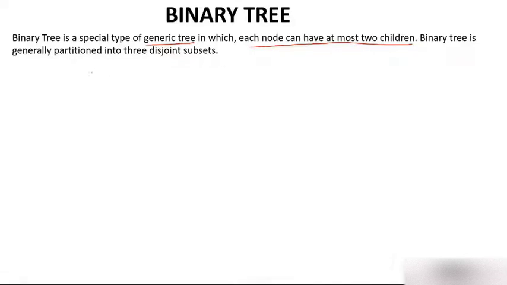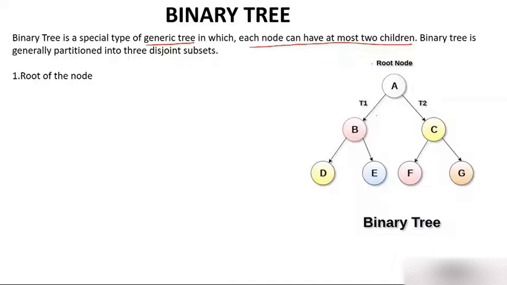Binary tree is generally partitioned into three disjoint subsets. So see this example. This is the example of binary tree, where every node has at most two children. It could have zero children, it could have one child, it could have two children, but it cannot have more than two children.